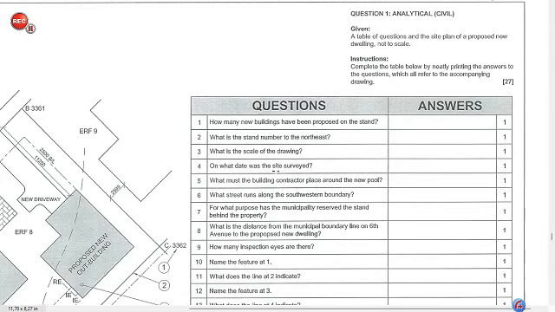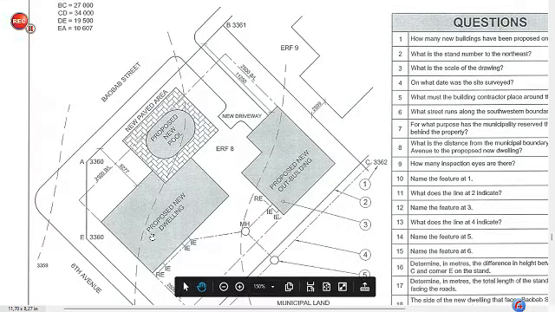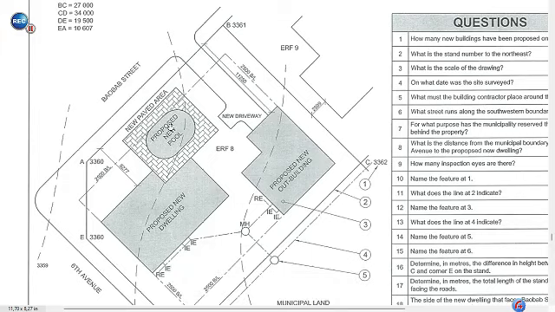So question number 1, how many new buildings have been proposed on the stand? If we look closely, we will find a proposed new dwelling, we have a proposed new outbuilding, and we have a proposed new pool. Just keep in mind that the pool is not a building, so we only have 2 buildings indicated.